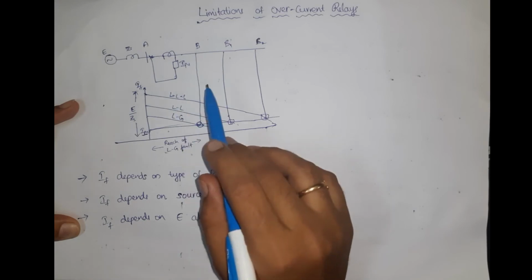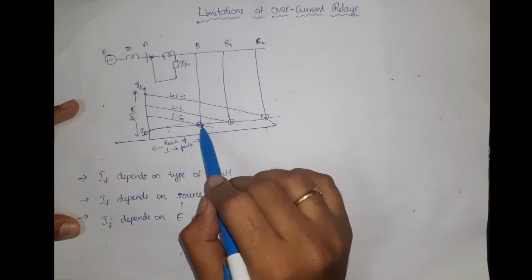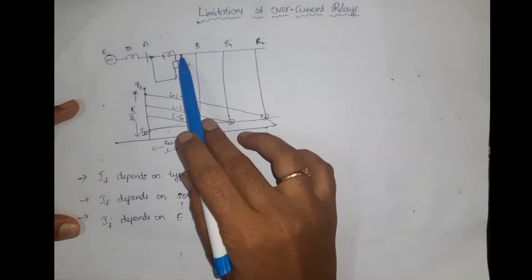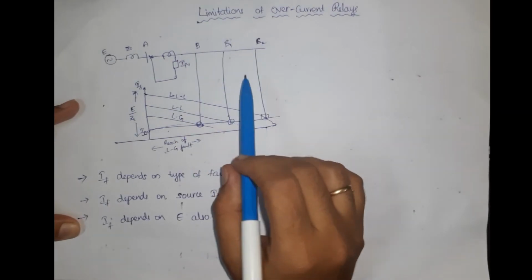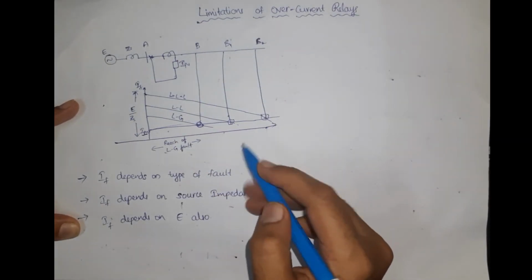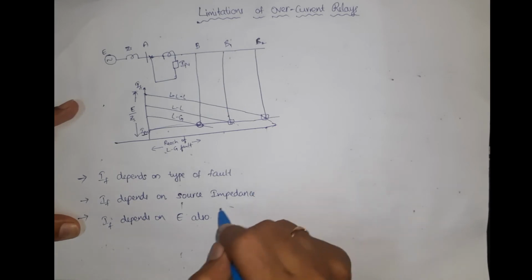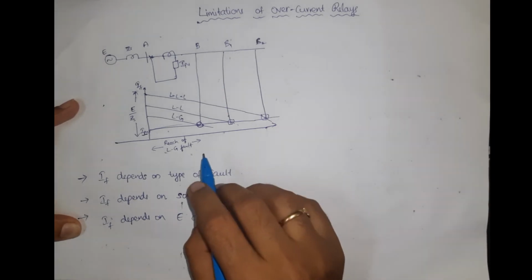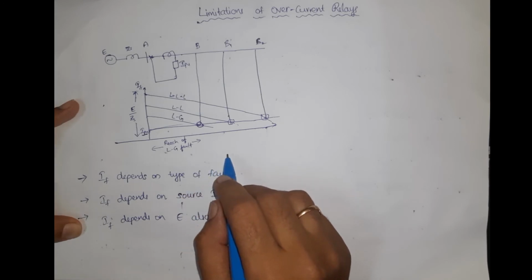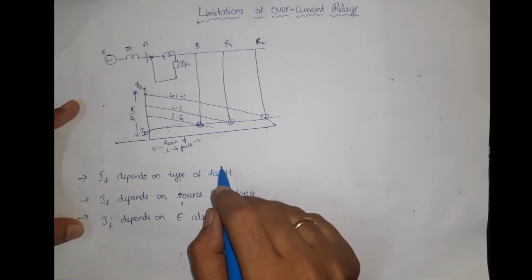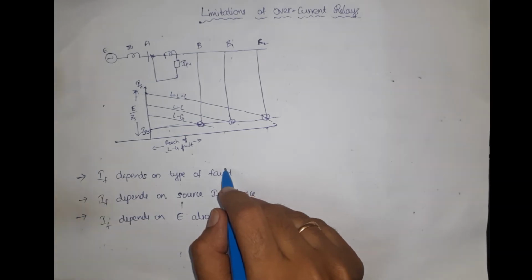So to overcome this, we need a relay which can clear the fault at any place, irrespective of the type of fault, irrespective of the source impedance, and irrespective of the generated EMF also. So for this, we are going for the distance relay. Now let us see on what concept the distance relays operate.